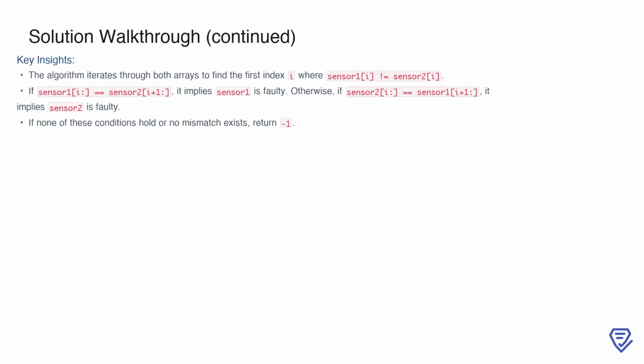The key takeaway from this approach is the systematic way mismatches are identified and analyzed. The algorithm iterates through the arrays to find the first index i where the values differ. If the slice sensor1[i:] matches sensor2[i+1:], it indicates that sensor 1 is faulty. Conversely, if sensor2[i:] matches sensor1[i+1:], it suggests that sensor 2 is faulty. If neither condition holds or no mismatch is found, the algorithm returns -1, signifying that no faults were detected. This logic ensures that the solution is both efficient and robust for identifying the faulty sensor in various scenarios.